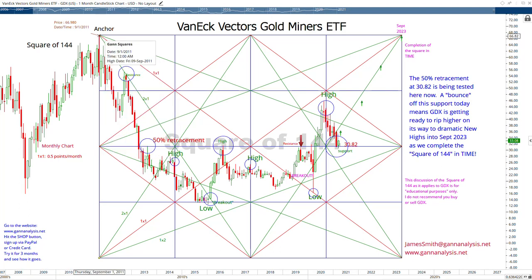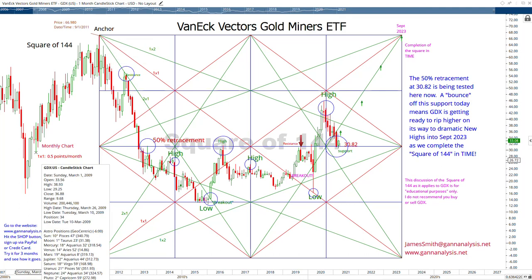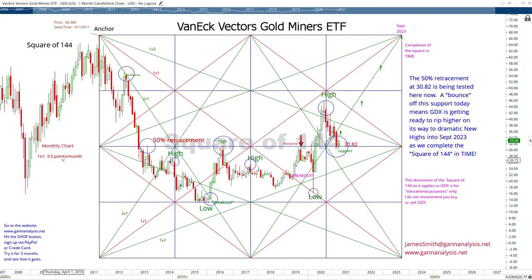Today I want to show you something very interesting. What I call the anchor is where we start the square of 144. And keep in mind, we're using a 1-by-1 scale of 0.5 points per month. That means that the red line moving down drops at a rate of 0.5 points per month. So by the time you get to the bottom of the square, you will have dropped 72 points, half of 144.